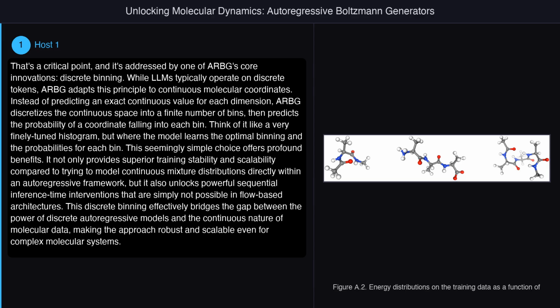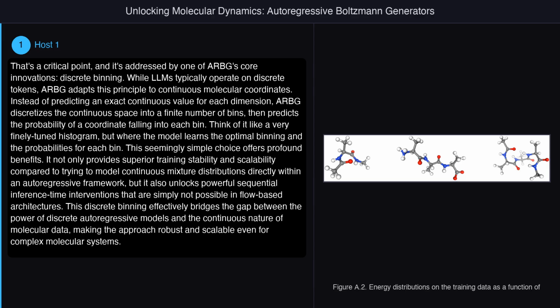That's a critical point, and it's addressed by one of ARBG's core innovations, discrete binning. While LLMs typically operate on discrete tokens, ARBG adapts this principle to continuous molecular coordinates. Instead of predicting an exact continuous value for each dimension, ARBG discretizes the continuous space into a finite number of bins, then predicts the probability of a coordinate falling into each bin. Think of it like a very finely tuned histogram, but where the model learns the optimal binning and the probabilities for each bin. This seemingly simple choice offers profound benefits.